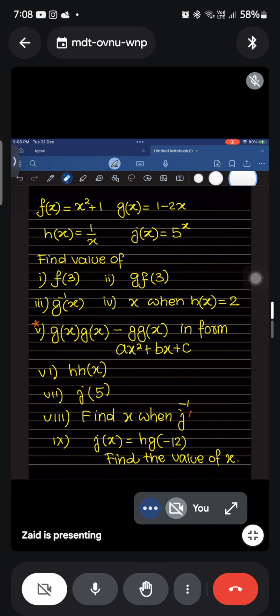When x, when J inverse. Oh, sorry, I just rubbed it out. I think it was J inverse. It's just the same as we did. J inverse x equals 2.